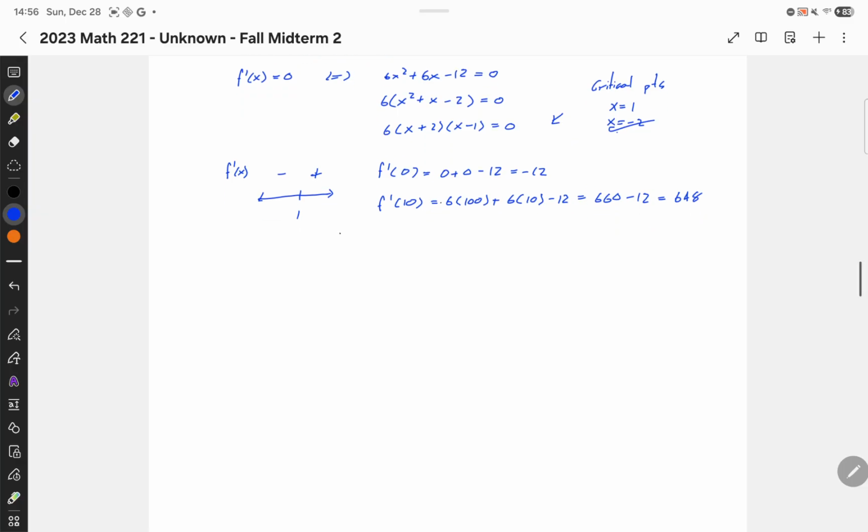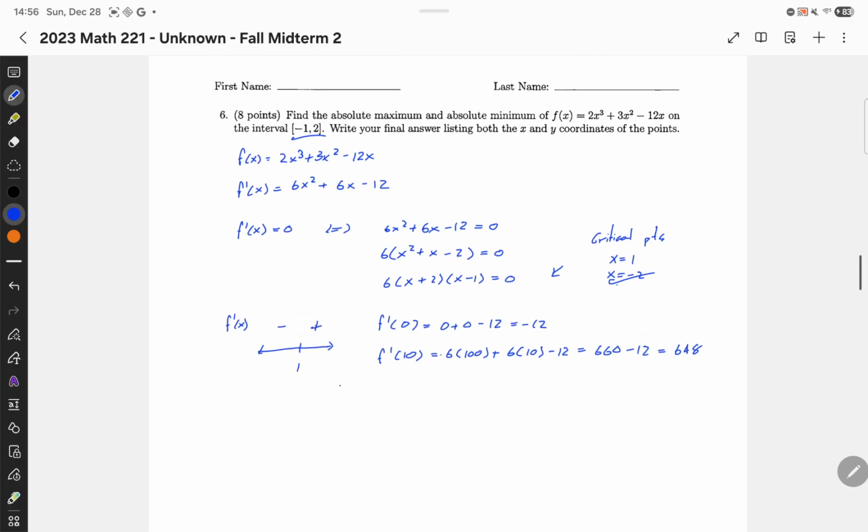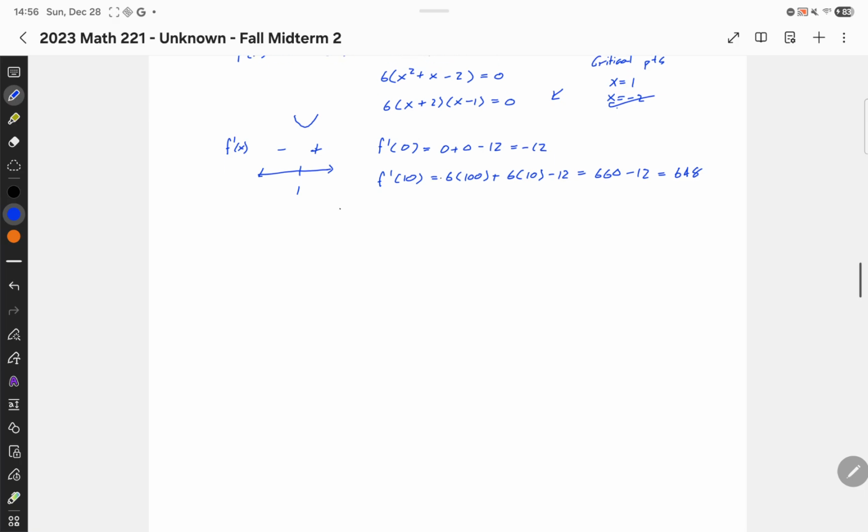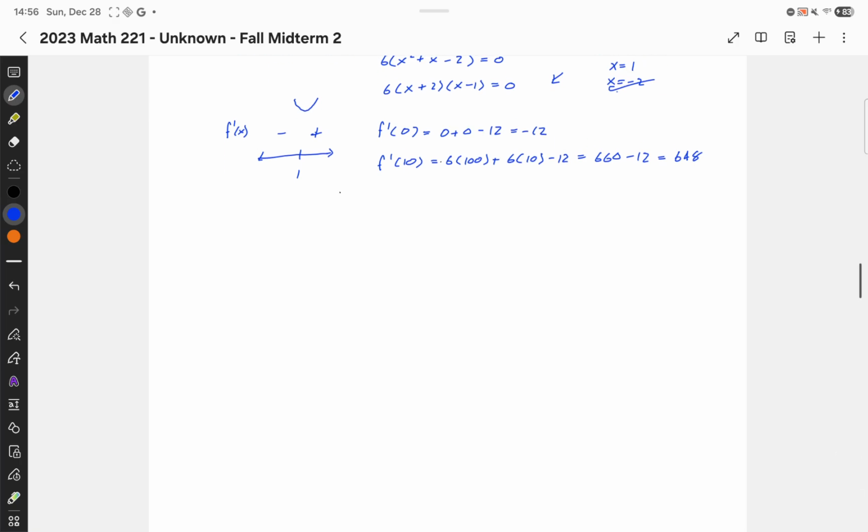So this tells us that we have a local minimum, right, because we're decreasing down to it and then increasing out of it. It doesn't say anything about justifying, so we don't have to worry about writing it out too neatly. And now the last thing we need to check are the endpoints. So let's check the endpoints really quick.